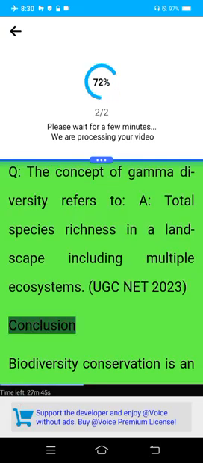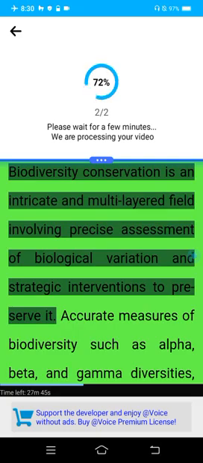UGC NET 2023. Conclusion. Biodiversity conservation is an intricate and multi-layered field involving precise assessment of biological variation and strategic interventions to preserve it.